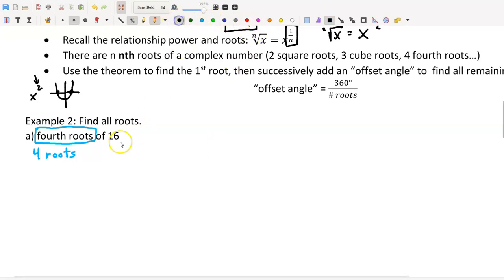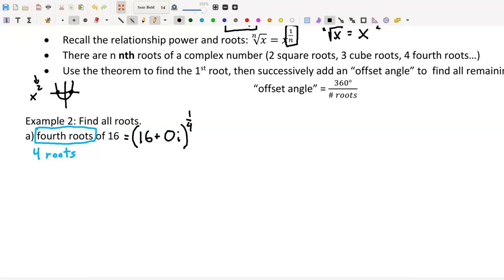And it sometimes helps to convert this or write this in the standard form. So what it's asking is 16 is the same as 16 minus 0i or plus 0i, I guess. And the fourth root is the 1/4 power.